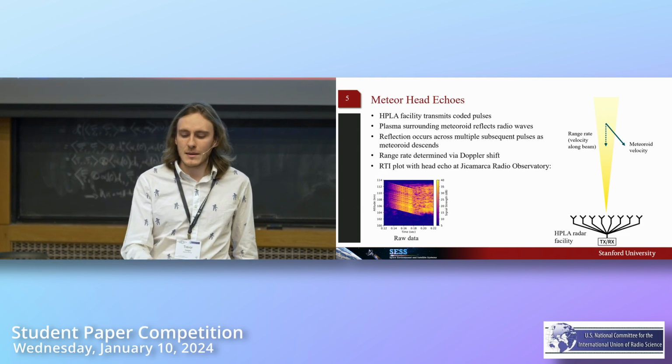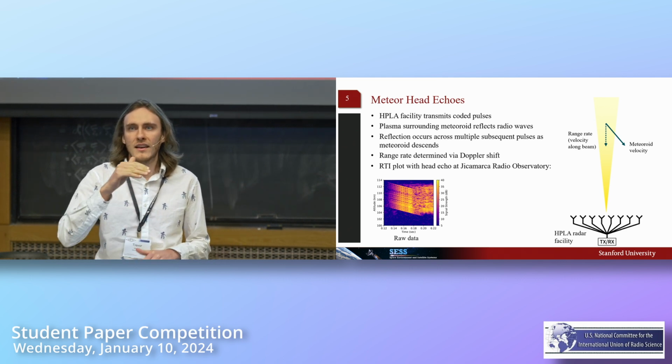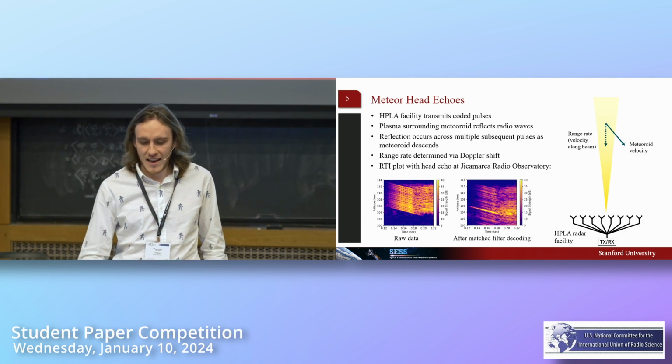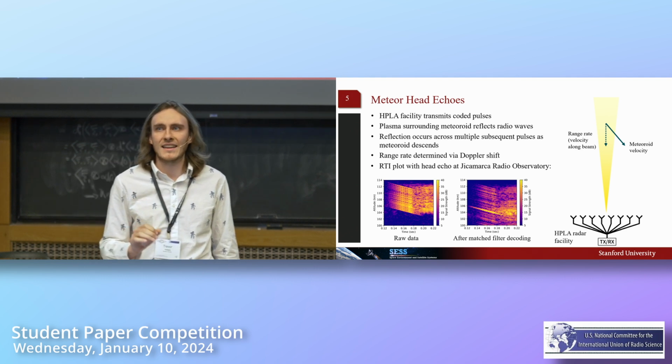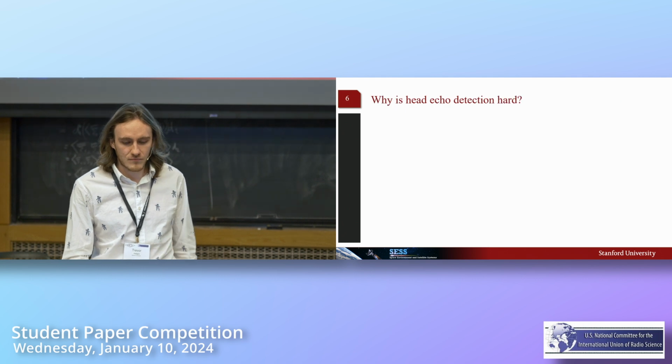This is a range time intensity plot of the raw data. The altitude aliasing is due to the fact that it is a long coded pulse with some finite length in time and therefore in altitude. And you can decode the image using a matched filter to then clean it up into this nice streak that shows the exact altitude that that meteor has been observed at. So that is the head echo.